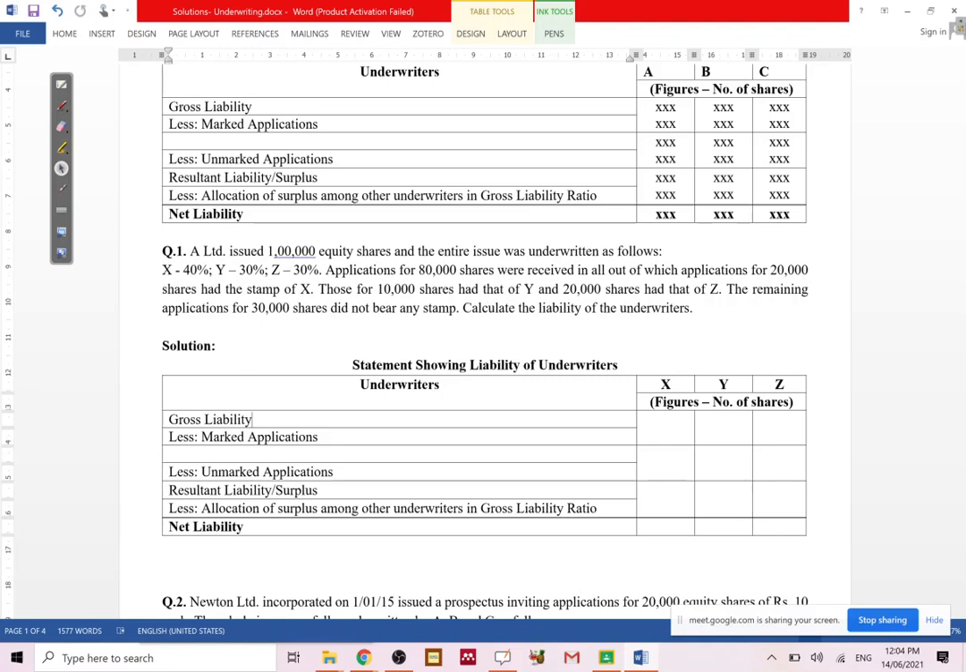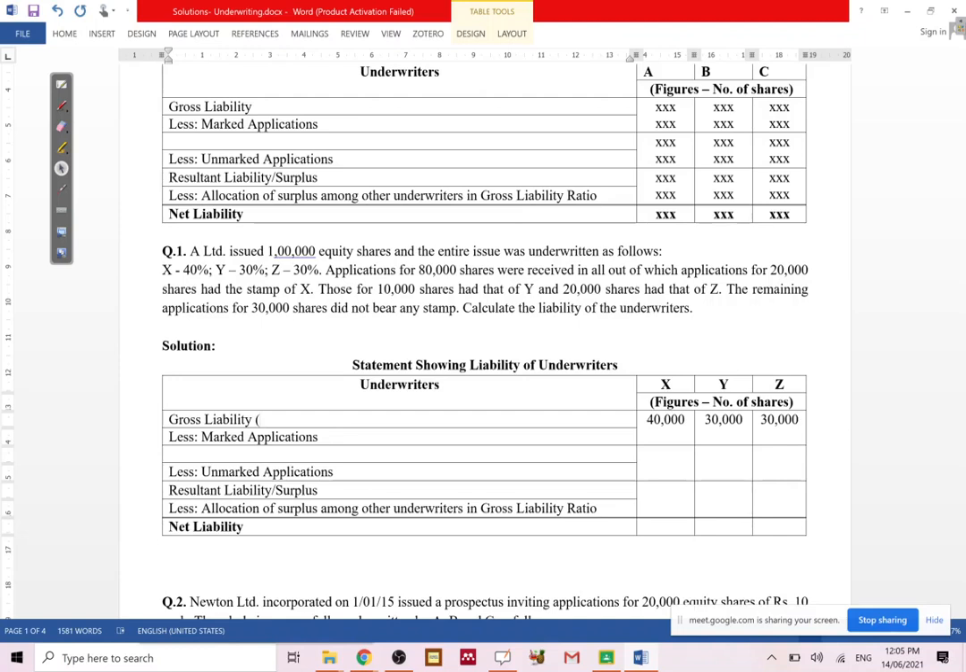So out of the 1 lakh shares, X said, I will take 40% of the 1 lakh. 40% of the 1 lakh is 40,000. Y said, out of the 1 lakh, I will take 30%, which is 30,000. And Z said, I will also take 30%, which is 30,000. Each one, depending upon the type of risk they would like to take, has taken it accordingly, and based on this gross liability, they will accordingly get commission later.